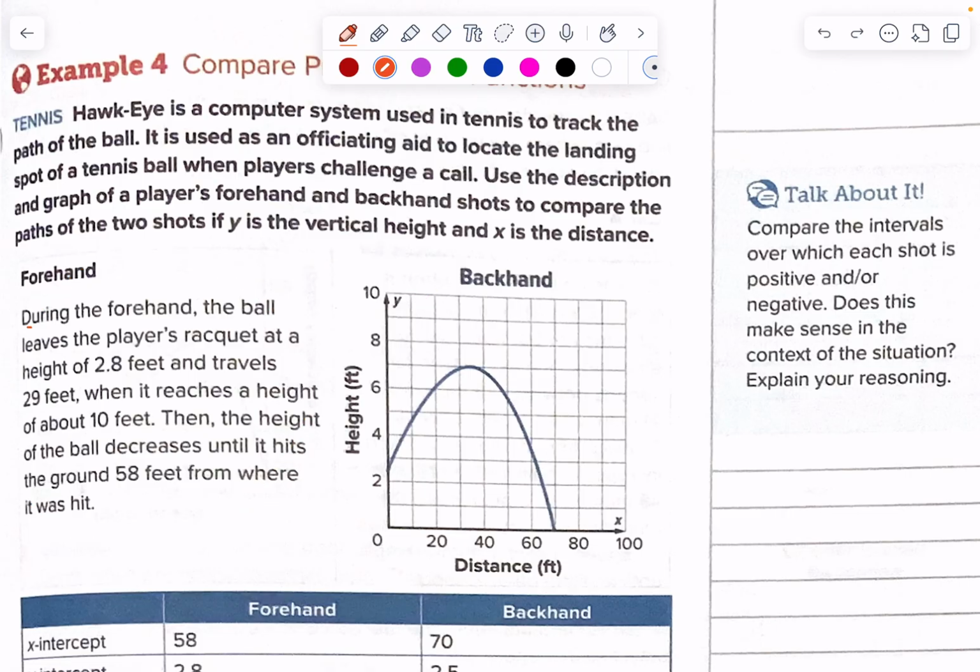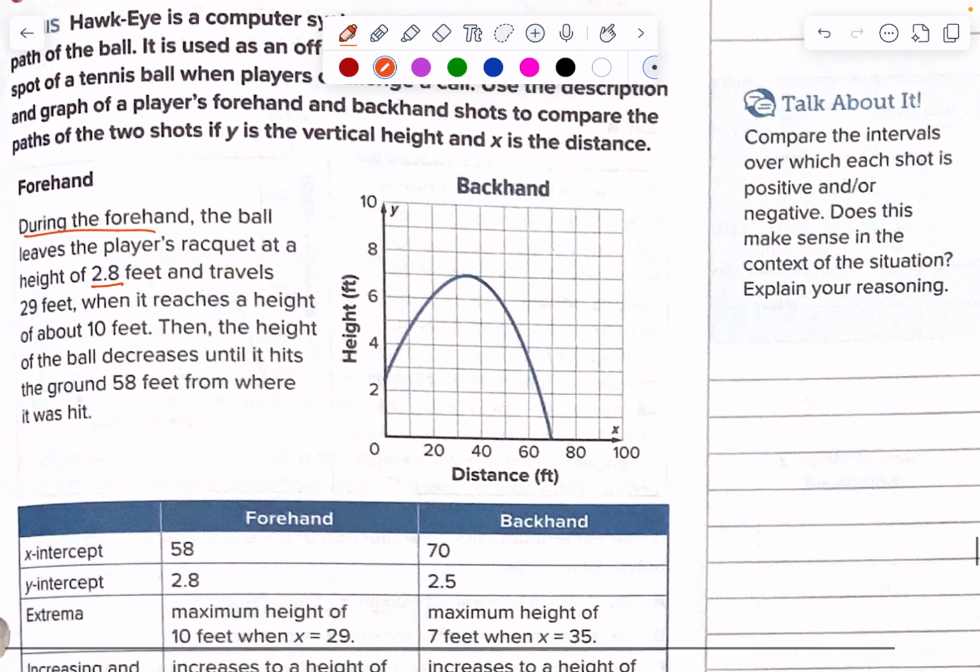Okay. So during the forehand, the ball leaves the player's racket at a height of 2.8 feet. Okay, 2.8 is going to be right about there, so maybe about the same spot. It travels 29 feet when it reaches a height of about 10 feet. So 10 feet and 29 is going to be about here. So it goes up. If you're going forehand, evidently the ball reaches a lot higher than if you're going backhand. Then the height of the ball decreases until it hits the ground 58 feet from where it was hit. 58 feet is going to be about here. So this is what my graph is going to look like.